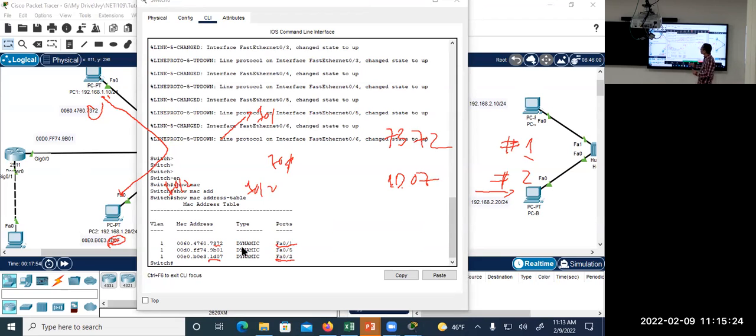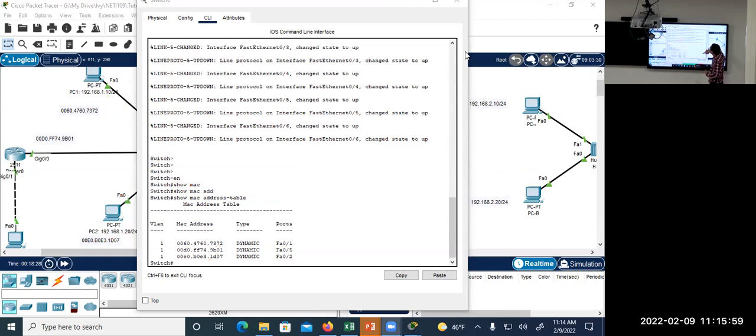So the next time, if you want to send from this one to this one, you have to do encapsulation. You have to put the destination here, 1D07, and the source, 7372. When we send it to the switch, it looks up the destination in the MAC address table and knows that this one connects to F0/2, and it just forwards it directly to F0/2. Does it make sense? Okay. This port number is not that port number.